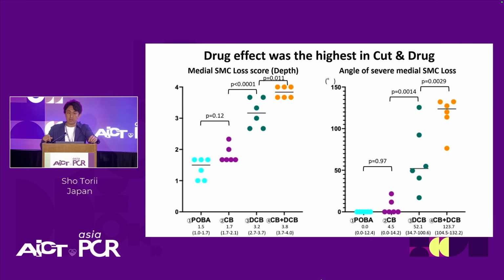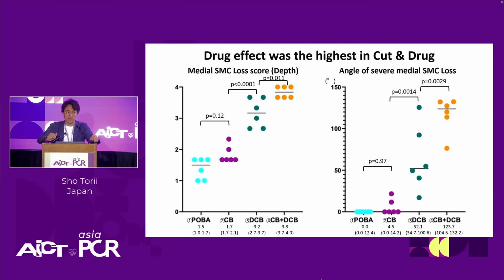So this is the main result of this study, and as you can see, the drug effect was the highest in the cut and drag strategy. If you look at the depth of the medial smooth muscle cell scoring, the cut and drag strategy demonstrates the highest score and a significantly better drug effect compared with the DCB alone strategy. Of course, it was also better compared with the cutting balloon and balloon angioplasty strategies. And when you measure the angle of severe medial smooth muscle cell loss, cut and drag again demonstrates the best angle, 123 degrees versus 52 degrees in DCB.